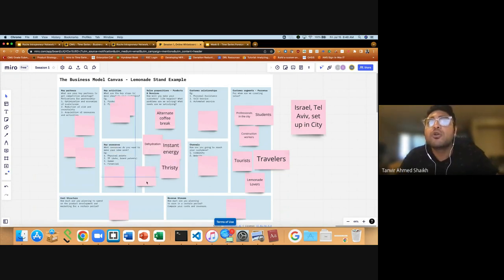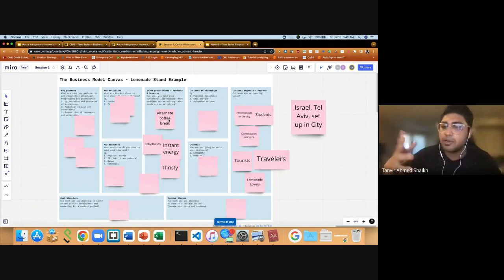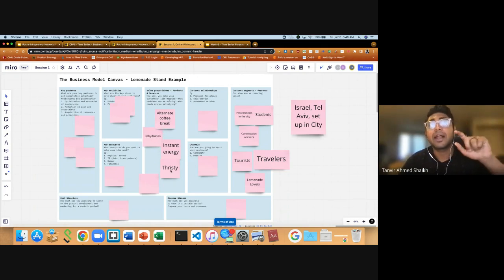Maybe what they want is a coffee break, an alternate coffee break. I just want to go out. Maybe people used to smoke, now they don't want to smoke, but they want a place where they can huddle and do something. So yeah, these are all great points. Okay, so let's say this is the value that we are trying to provide them.